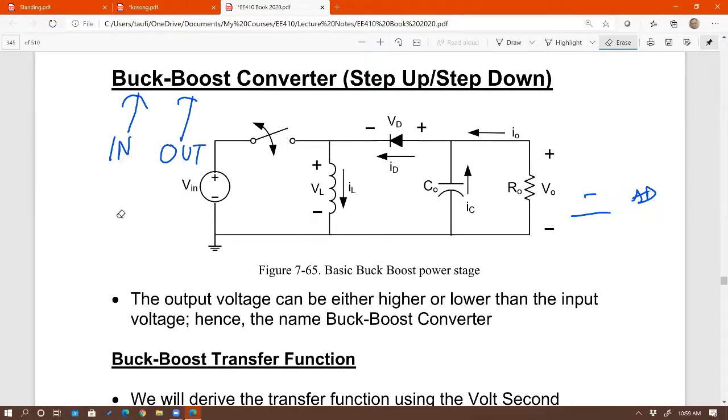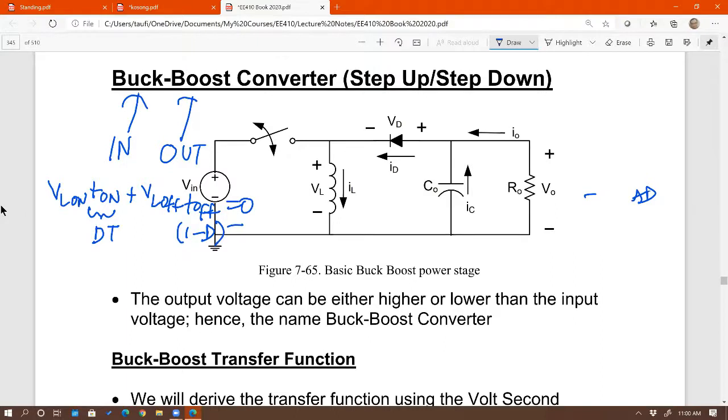VL on T on plus VL off T off. Okay, I'm gonna write it. I'm gonna write this and see if we can finish in less than 1 minute. VL on T on plus VL off T off equals 0. What else? And then what? What can you know from this equation? Which part of the equation you know? You can use duty cycles, right? Exactly. VL on times D plus VL off times 1 minus D equals 0. Don't forget the T. Okay, right there.